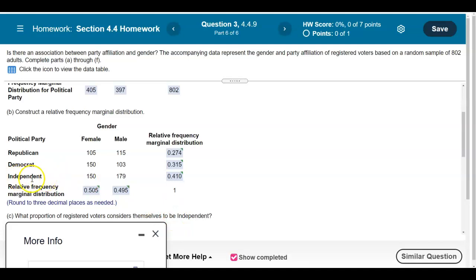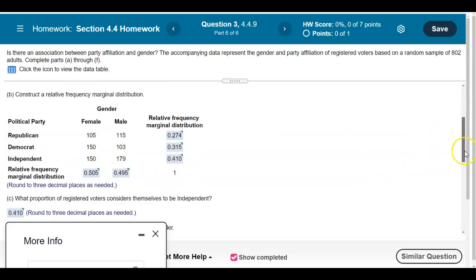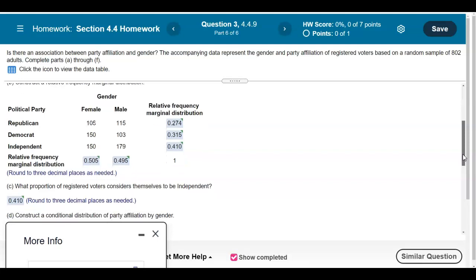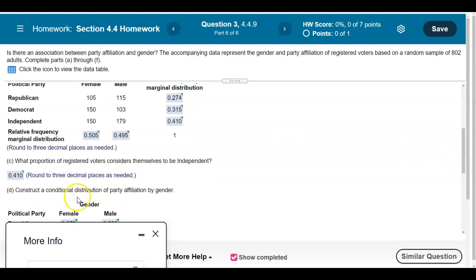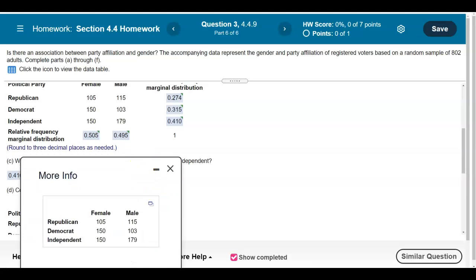Now the next question says, what proportion of registered voters considers themselves to be independent? So we have our independent, and we're going to look at this value here, going across the row. We know it's going to be 0.410. So that means that 0.410 represents the voters that consider themselves to be independent. Now we're going to create a conditional distribution of party affiliation by gender using this information.